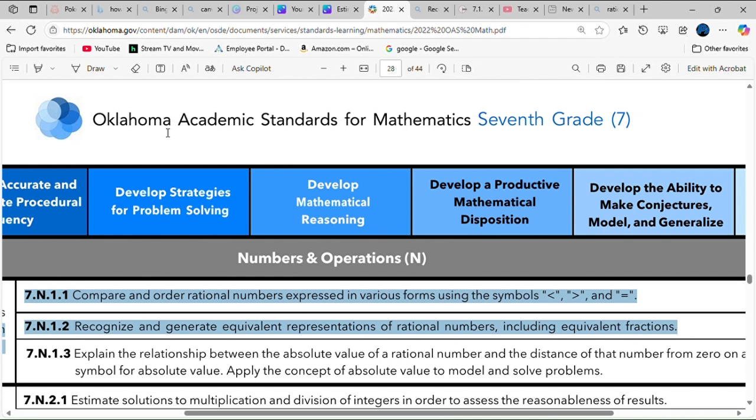What's good, everybody? Teacher Time back with you. We're diving into 7th grade. This is the first lesson on set of standards for the 7th grade curriculum. You take a look here.